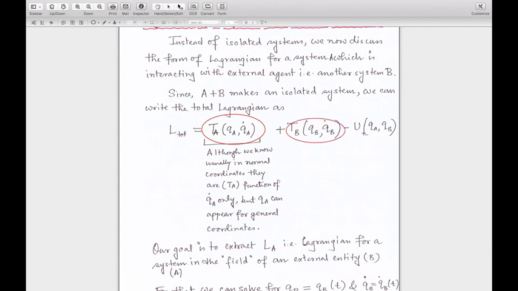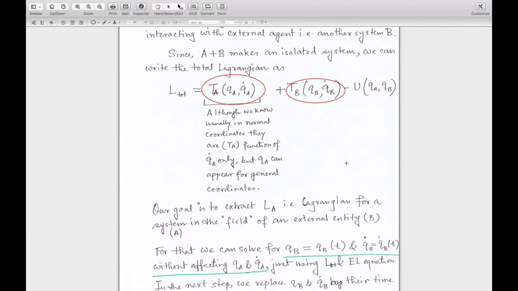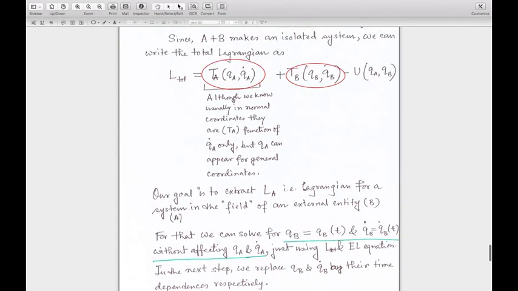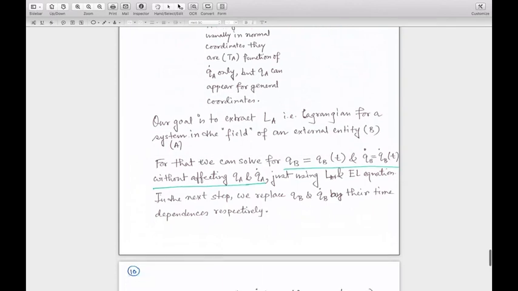Now U, according to our definition, should only depend on Qa and Qb. The potential should not preferably depend on Qa dot and Qb dot. If it does, that's another story. Now our goal is to extract La, the Lagrangian for a system A in the field of an external entity B. We are no longer interested in B. So we have the whole thing and we have to extract La so that B is considered as an external agent. How to do that?